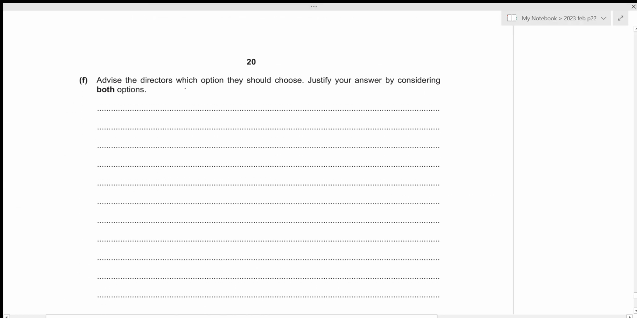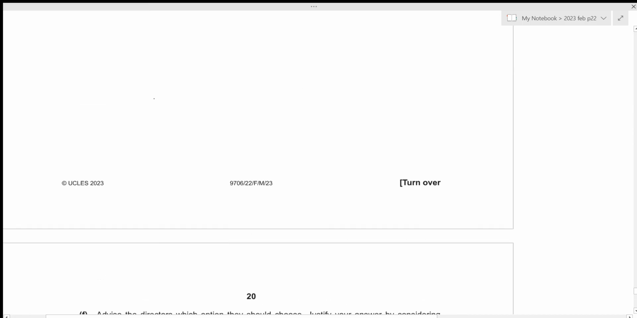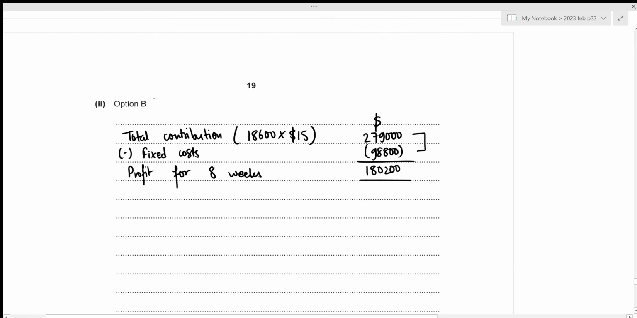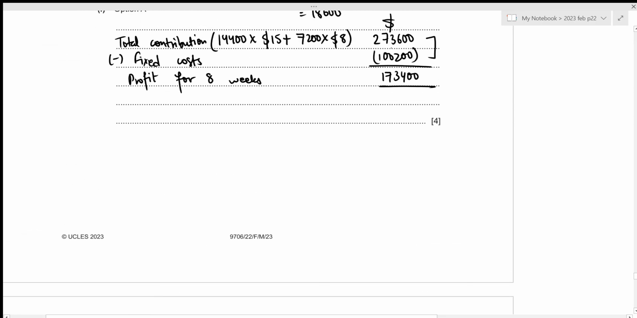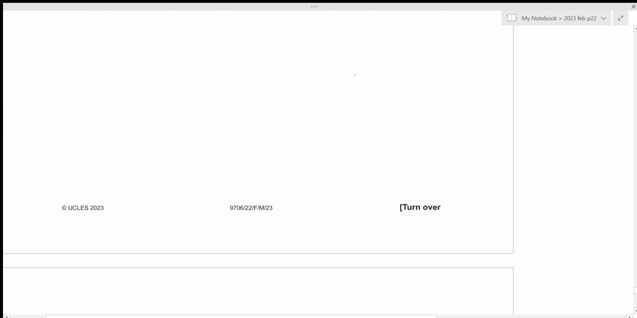Okay. Now let's move towards the 6th part. We now need to advise the directors which option they should choose by justifying our answer by considering both options. Okay, let's talk about option A. Let's compare the profit between the 2 options. So for option B, we have 180,200 and for option A, that's 173,400. So this definitely means that it produces a lower profit.